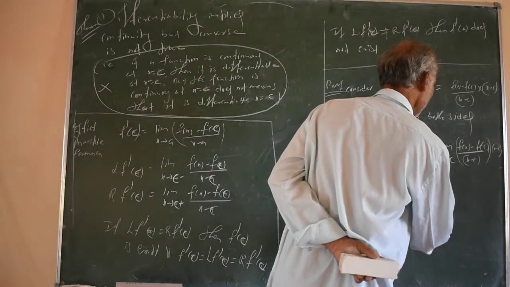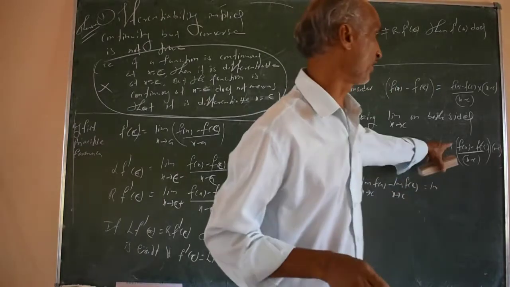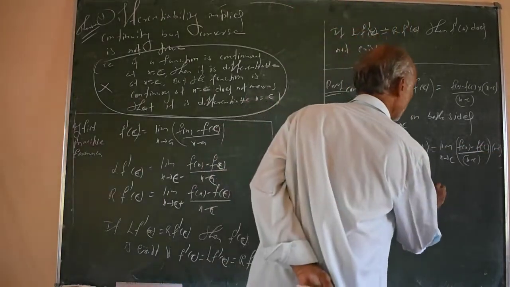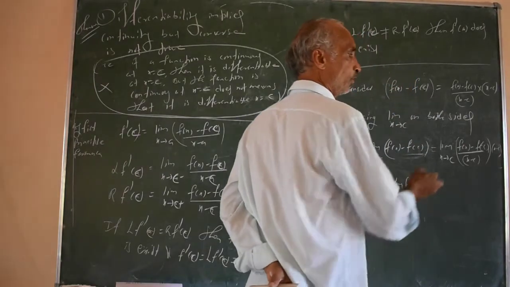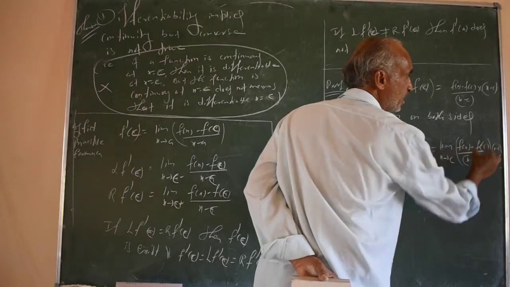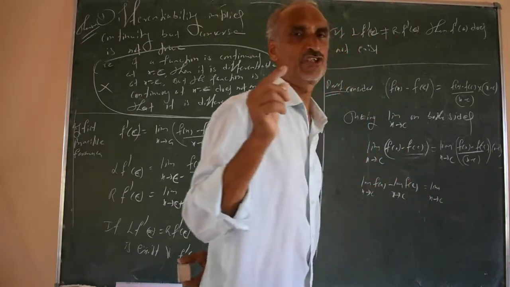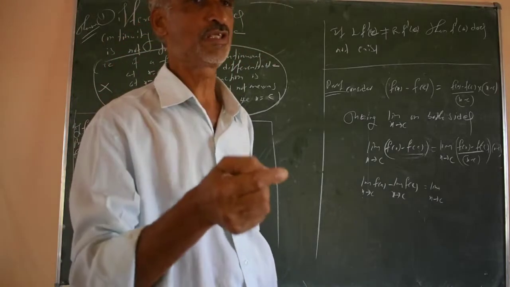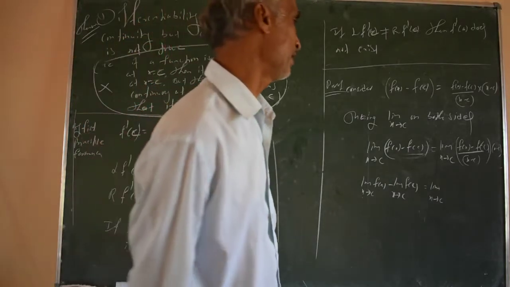Limit f of x into g of x is limit f of x into limit g of x. For both the factors, the limit is taken. Okay, limit f of x into g of x is limit f of x into limit g of x. For each and every factor we can apply the limit.